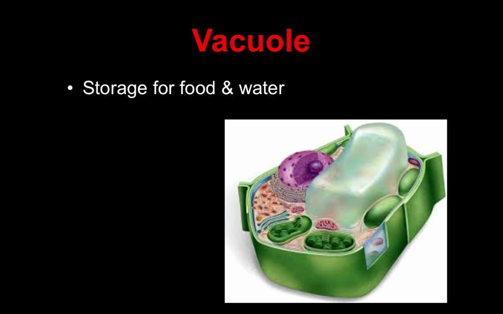Finally, the vacuole provides storage for food and water. They're present in all eukaryotic cells, but are generally much bigger in plant cells. So your cells have these as well, but they're very, very large in plant cells.